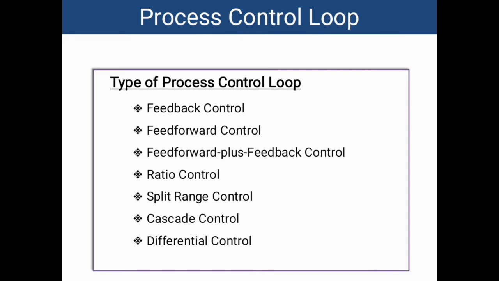There are several control loops provided in the process plant. This includes feedback control, feed forward control, feed forward plus feedback control, ratio control, split range control, cascade control, and differential control. So these are all the things you have studied in your process dynamics and control subject. This subject knowledge you are going to apply in the plant.